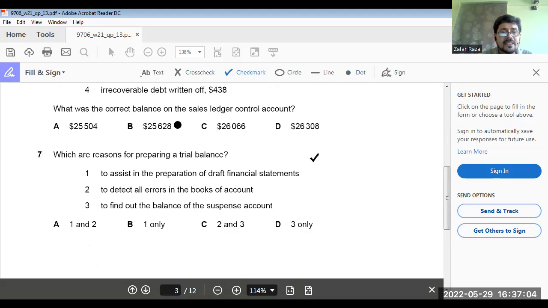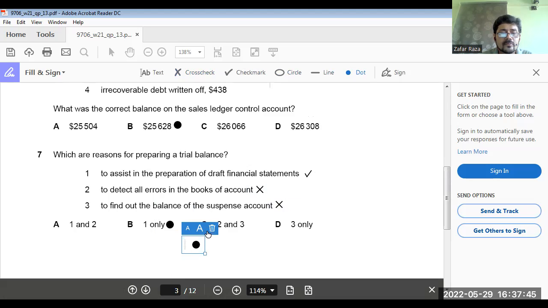Now, which are reasons for preparing a trial balance? To assist in the preparation of financial statements? Yes. To detect all the errors in the books of accounts? No. A trial balance can only detect errors affecting the trial balance; errors which do not affect the trial balance cannot be detected by it. To find out the balance of the suspense account? No, not always. So B option should be the answer. The first statement is correct.